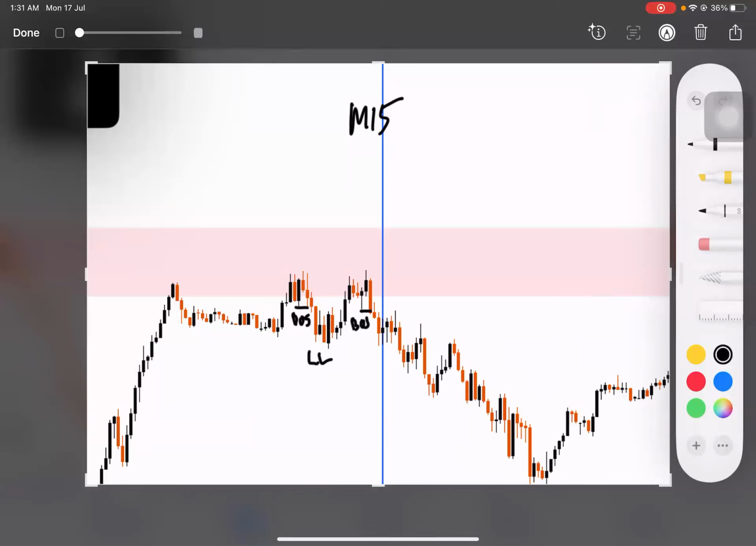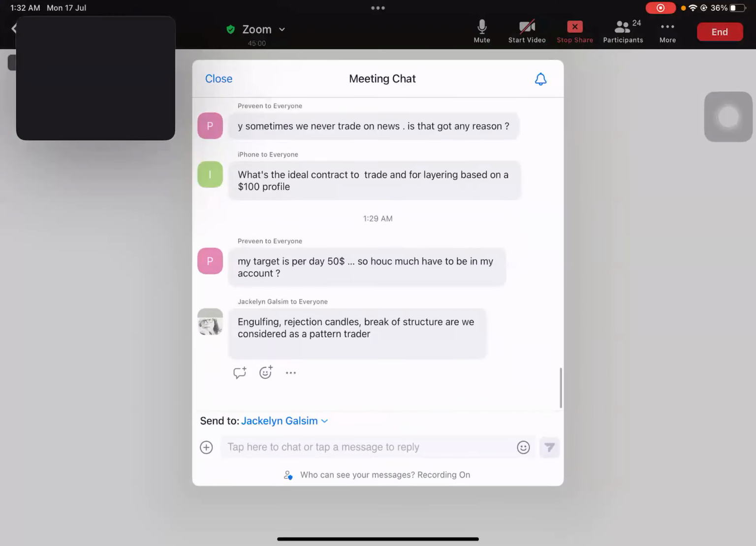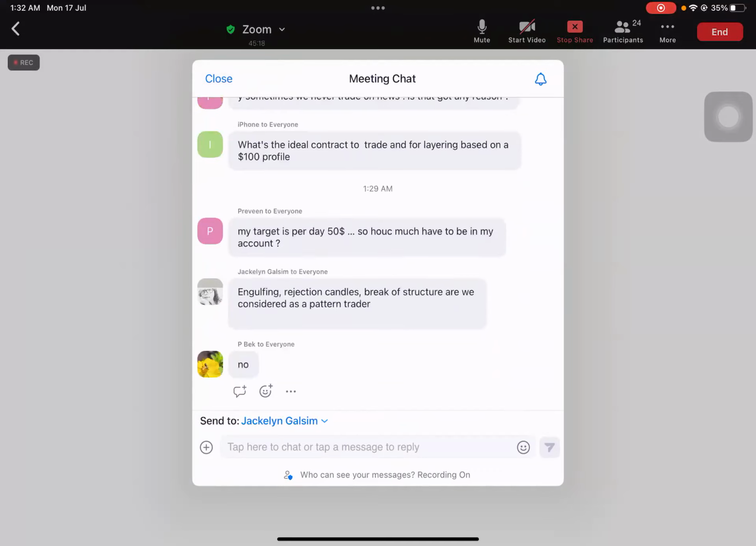So all of the breakouts of structure, rejection candles, and engulfings are all market structures that we try to identify for confirmation. All related to the market structures that form price action for you to enter. Okay, understand? Is there any more questions? No. Okay. You do not understand or don't have any questions?